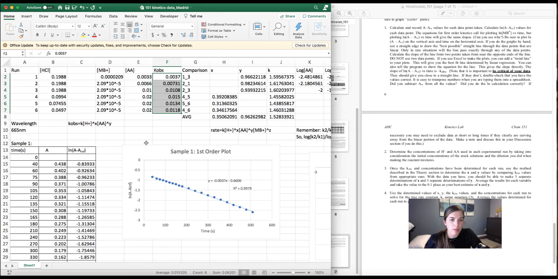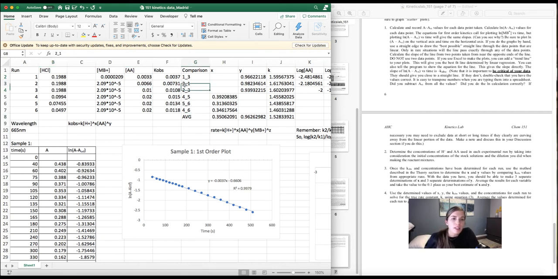Take a look over here at my spreadsheet. And what I've decided to do for determining the order of Y, I already have my answers here, and I'll show you how I get these. But what I've done is I've made 3 different comparisons. So I've compared run 1 and run 3. Why did I do that? I've compared run 1 and run 3 because the concentration of HCl does not change, but in run 1 and run 3, the concentration of ascorbic acid does change. So that's one comparison I'm going to make.